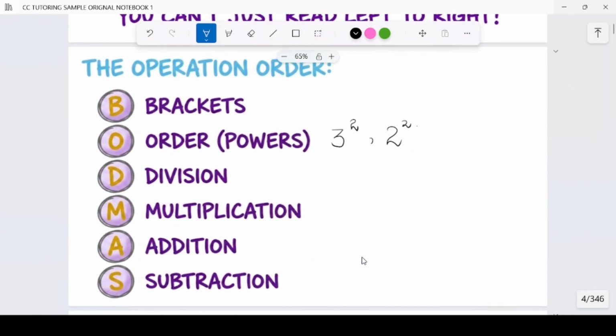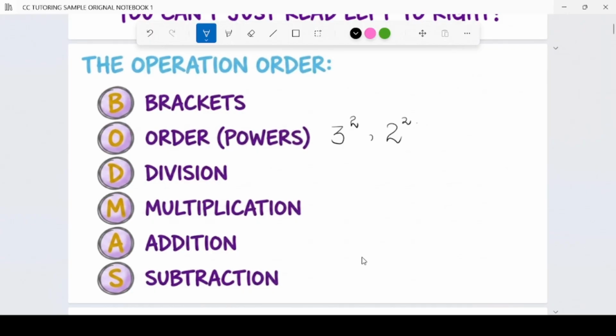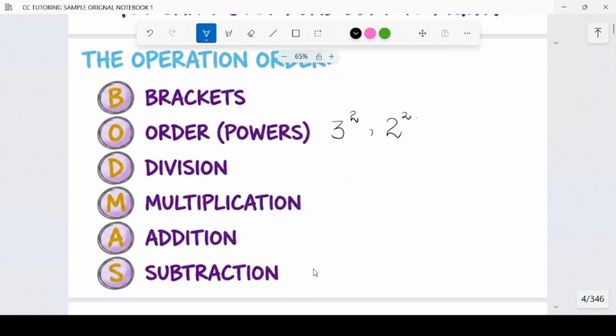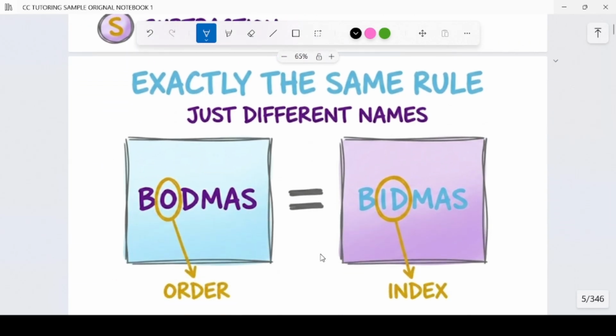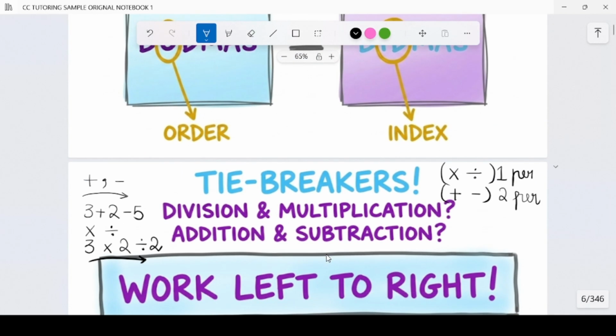So moving forward, I'll break all these: B for bracket, O for order, D for division, M for multiplication, A for addition, and S for subtraction. So like order, as you can see, 3 to the power of 2, this is the order, and 2 to the power of 2. After that, board mass and bid mass are exactly the same rule, only a slight naming difference. Some people call it board mass, some people call it bid mass. Anyways, you can call it anything you like in these two.